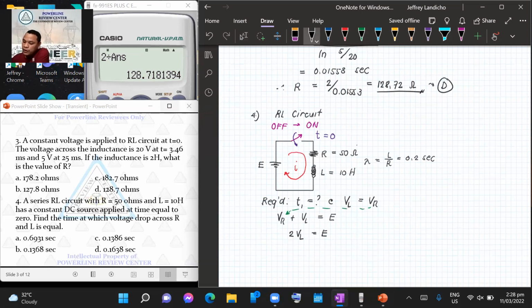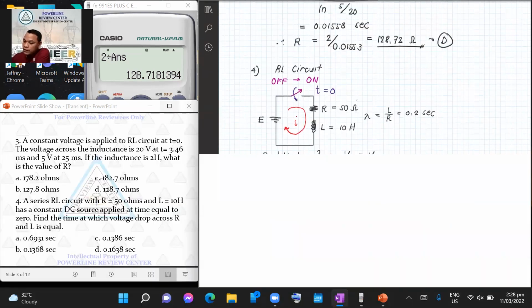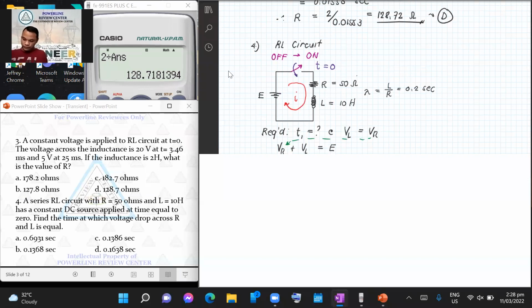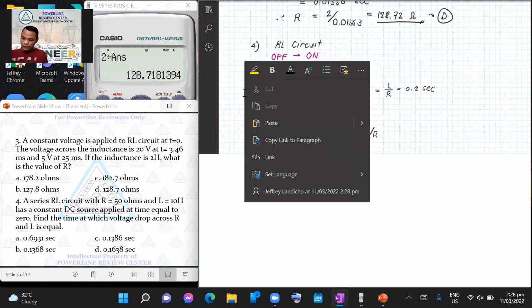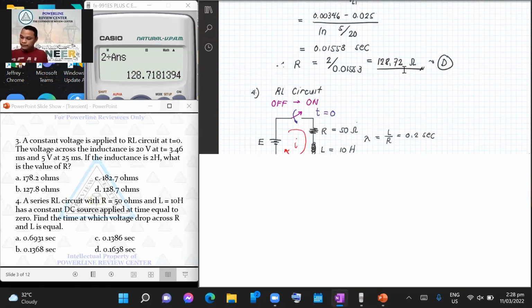Eh, ano ba yung equation ng ating VL? So, what would be the equation ng ating VL, kapatid? Wait lang.